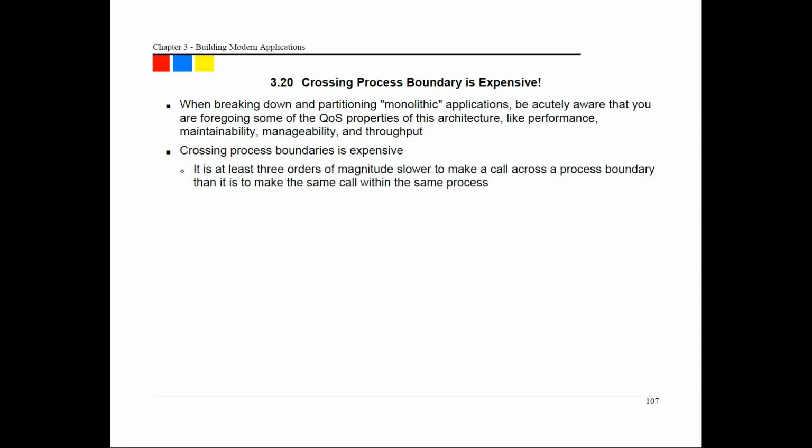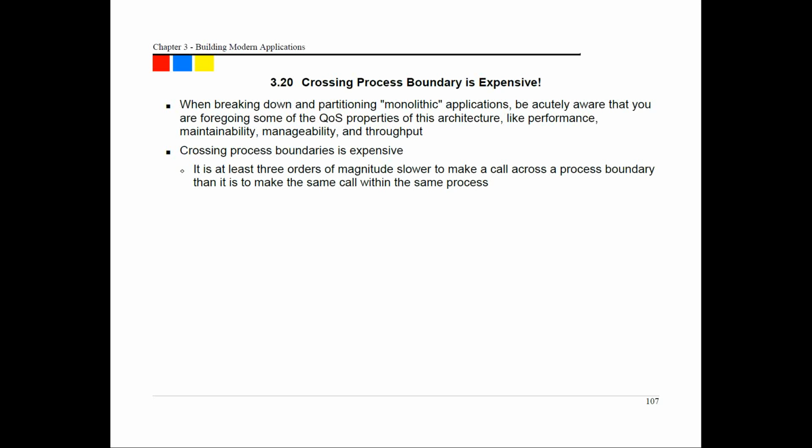So crossing boundaries, or crossing the process boundary, is expensive. When we're breaking down monolithic operations, you have to realize that anytime we do a network transaction, whether it's a RESTful API call, a message being sent over AMQP, or a Thrift transaction, an internal method call inside a Java program is going to take somewhere on the order of hundreds of nanoseconds, whereas any network call is going to tend towards milliseconds. I mean, a couple orders of magnitude difference in time.